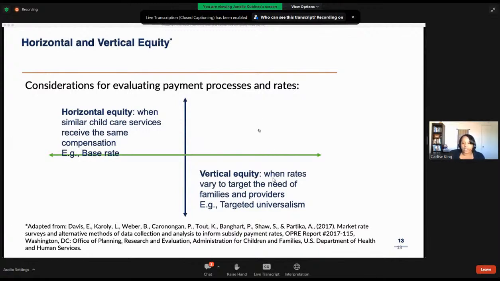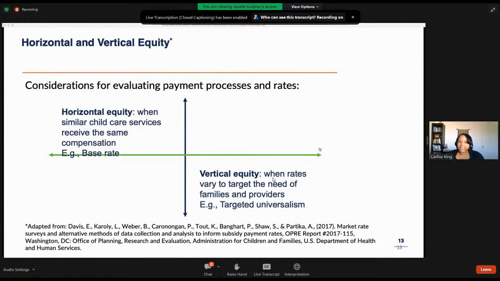So first is horizontal equity, in which similar childcare services receive the same compensation. In this instance, you may ask yourself, in developing your methodology, do providers offering similar services receive the same amount? For example, we know in the previous systems, you could have a provider that was offering the same quality of care to the same age of a child in the same community, but depending on the funding source, they may receive a different amount based on the state reimbursement rate versus the regional market rate.